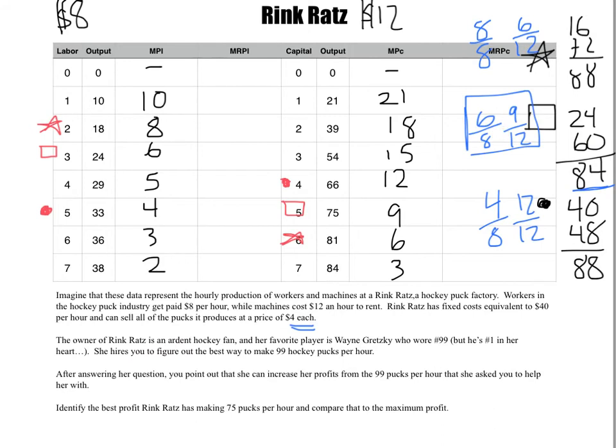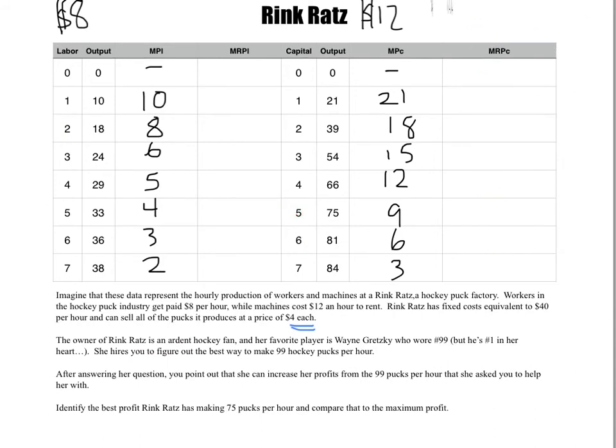Let's turn our attention now to profit maximizing. Thankfully, the profit maximizing rule is much more straightforward. Remember that the profit maximizing rule is that the marginal revenue product of labor divided by the marginal factor cost of labor will be equal to 1, and the marginal revenue product of capital divided by the marginal factor cost of capital will also be equal to 1.